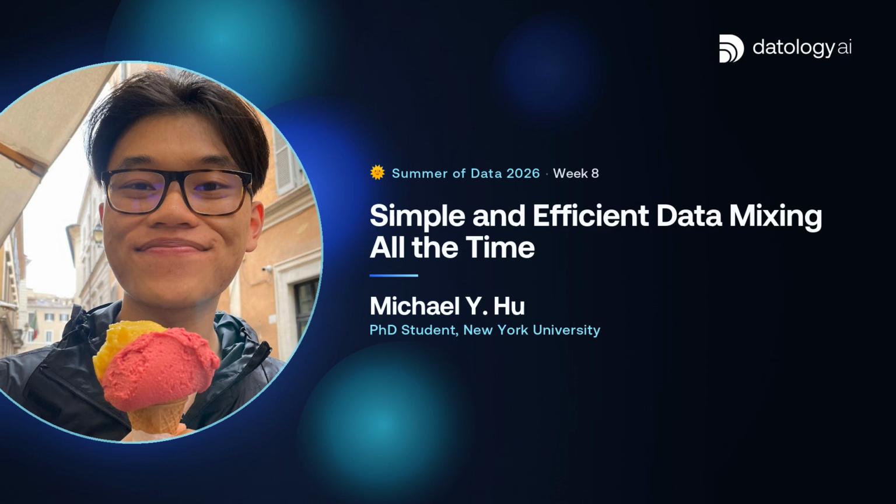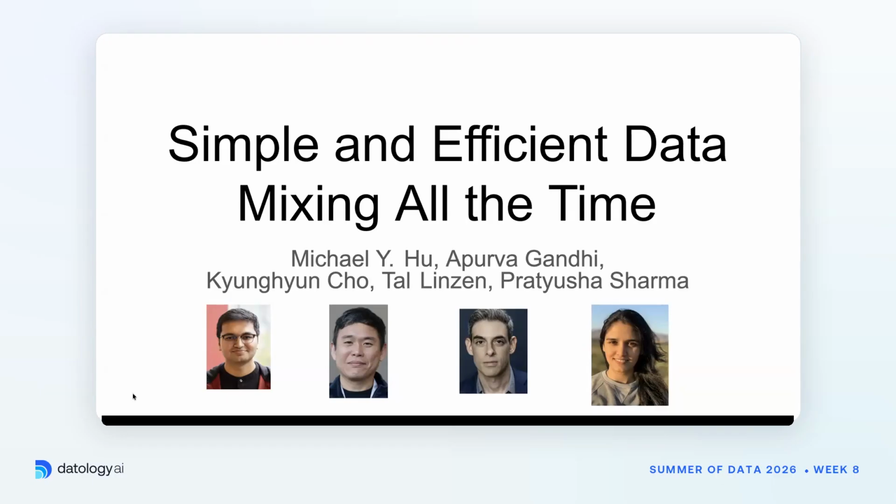This is our seventh talk of the series this year, and we have Michael Hu today to talk about his recent work on mixing in the continual learning setting. He's a fourth year PhD student at NYU, working with Kim Yuncho and Tal Wilson, and this work is a collaboration with the other people there. Very excited to learn more about it.